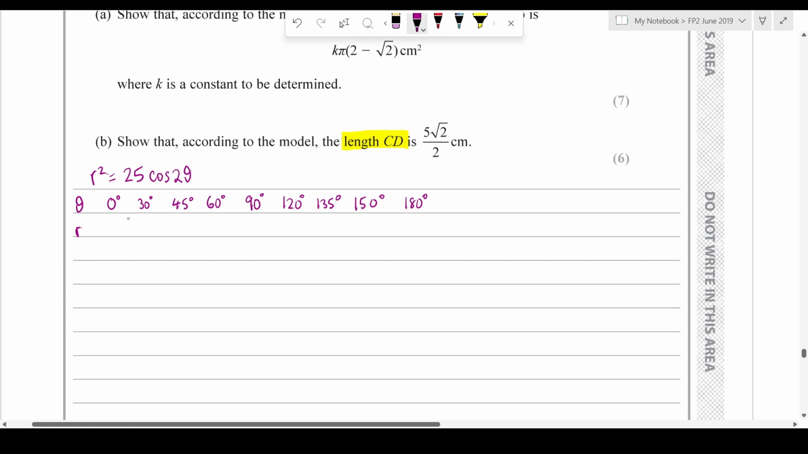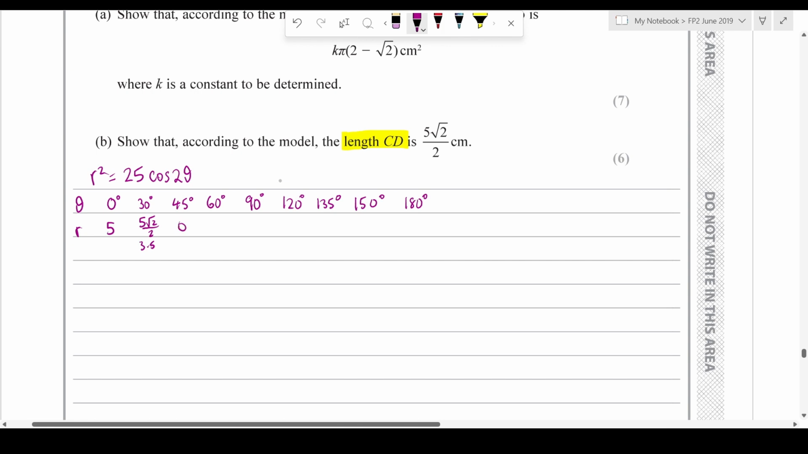Got 25 cos 2 times 0, and I'm square rooting this straight away. So I get 5 there. Just make sure your calculator's in degrees mode if you're doing it this way, or if you're doing it properly, that you've got it in radians mode. It's 30 degrees, that's 5 root 2 over 2, about 3.5. 45, it's 0.